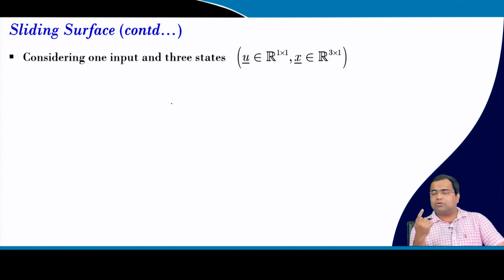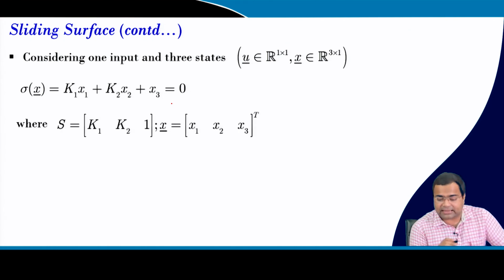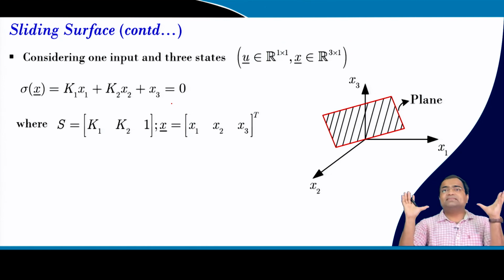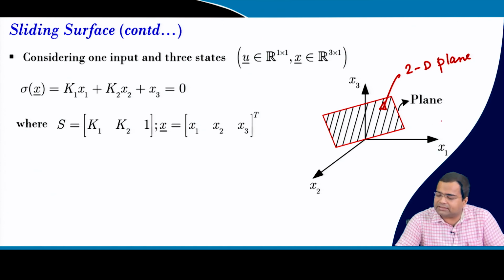Now if we talk about one input and three states, then we will get sigma x equal to k1 x1 plus k2 x2 plus x3, and this will look like a plane that we have discussed. That means this plane is a combination of x1, x2 and x3, but its motion is restricted in this plane, and the dimension of this plane is a 2D plane. It is a 2D plane, whereas x basically belongs to a three dimensional space.